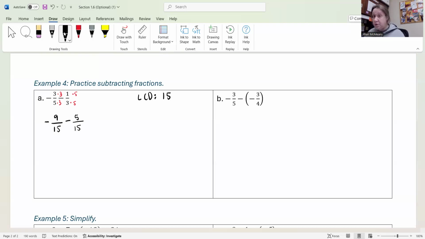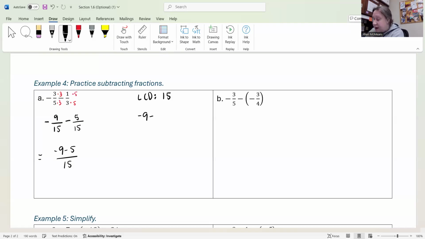Now I want to start to address what's happening with the signs. So this is what I do. I like to just push everything to the numerator. So I'm going to go ahead and deal with that addition or subtraction where we take care of the numerator and then we just keep it all over the common denominator. So I'm going to write this as negative 9 minus 5 over 15. Then I'm going to do a little side work to deal with just the numerator.